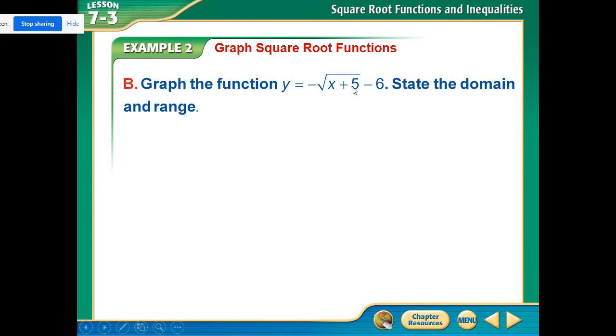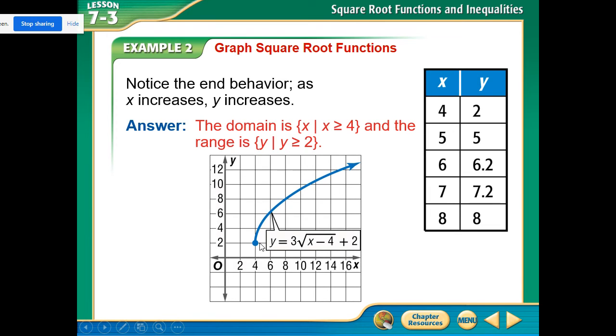All right, here's another one. So here's that +5. So the +5 is going to make it -5. The -6 is going to make it down 6. Now, one thing we do have to worry about is this negative. This is the first one with a negative. And what that does is it means that the graph, instead of going up like this one, it's going to end up going down.